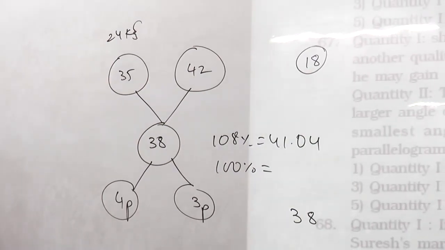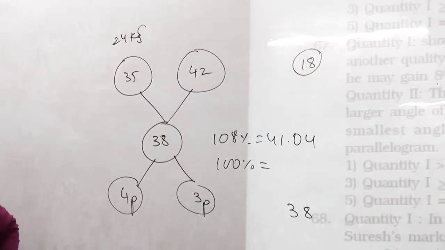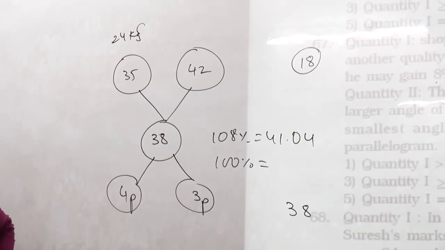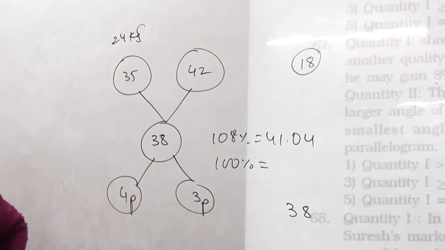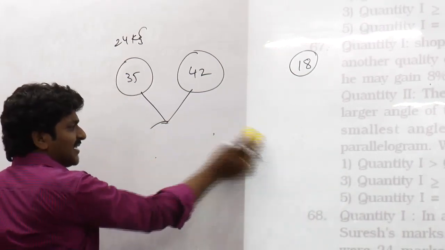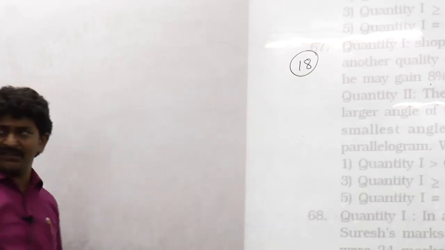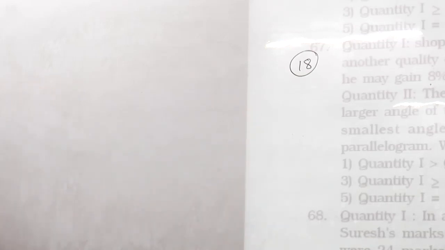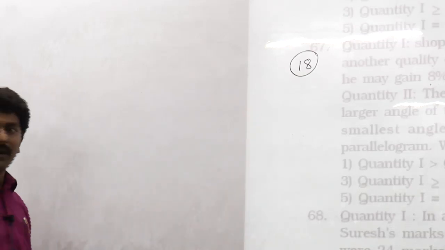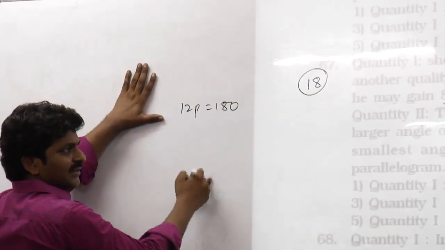Next, quantity 2. The adjacent angles of a parallelogram are in the respective ratio 5:7. So total how many parts? From the ratio, 12 parts. That is adjacent angles, right? The sum of adjacent angles in a parallelogram should always be half of 360 degrees, 180. So 12 parts is equal to 180 degrees.